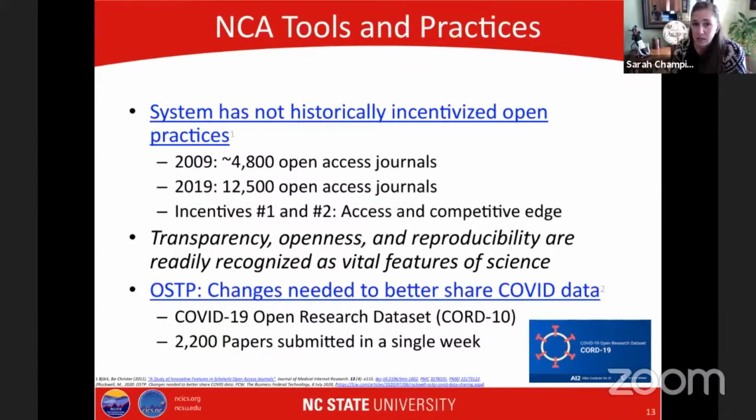Recently, the Office of Science and Technology Policy, or OSTP, worked across the federal government to rapidly provide open access to data pertinent to studying the coronavirus by releasing what is known as the COVID-19 Open Research Dataset. This dataset contains 35,000 scholarly papers on COVID-19 and other coronaviruses. And as a direct result of the open access of this dataset, in the first week of July alone, a whopping 2,200 COVID papers were submitted for publication.